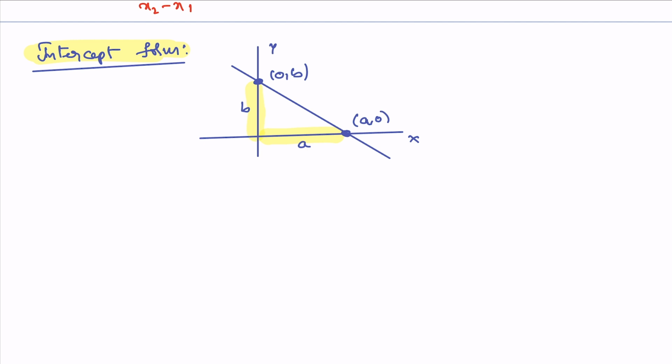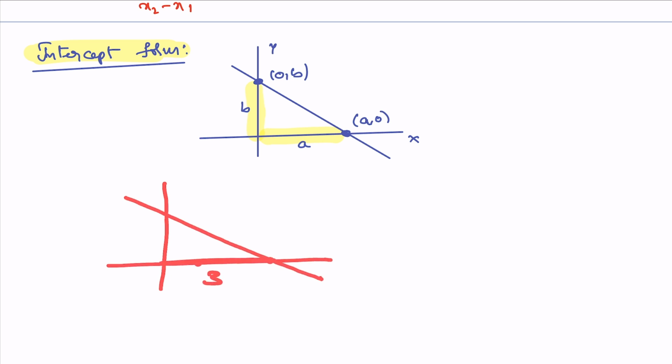Understand? Suppose a question is given like this. There is a straight line whose x-intercept is 3. That means that line is passing through what point? They have given this length 3. That line passes through which point? 3 comma 0. That line passes through 3 comma 0.